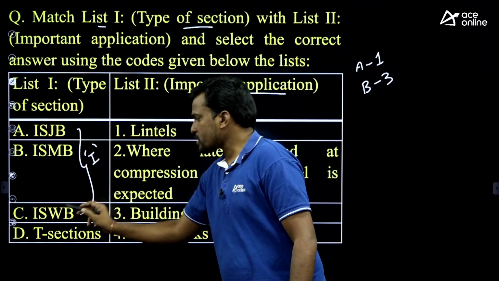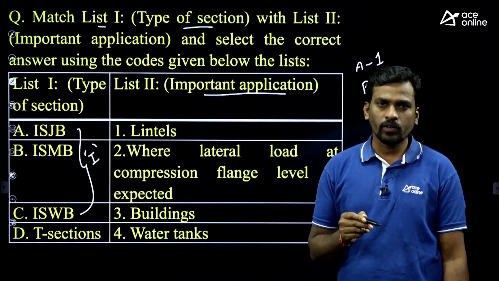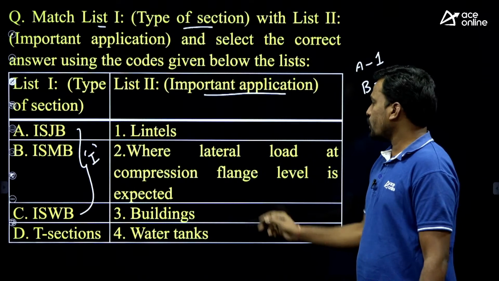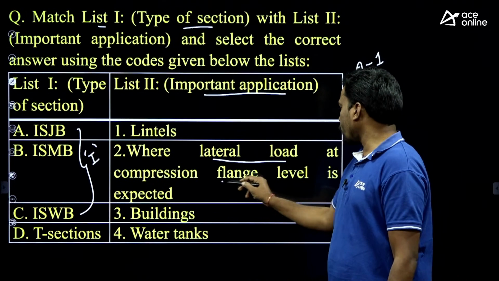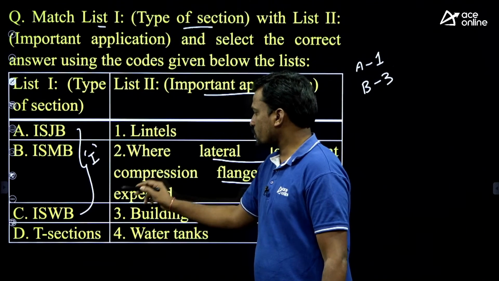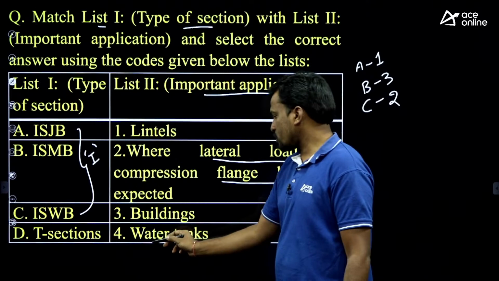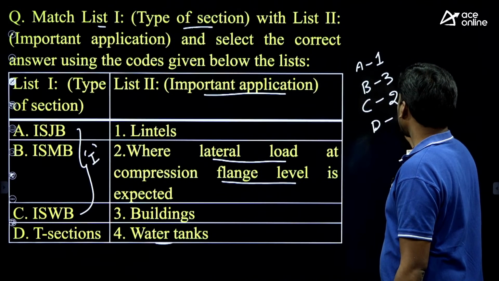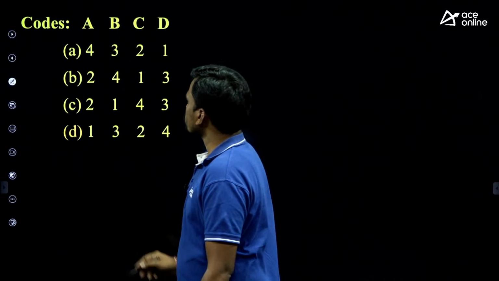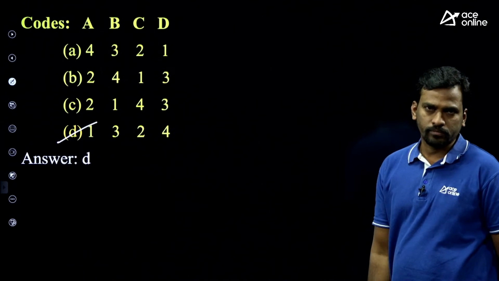Next, ISWB wide flange beam. I told this is used in gantry girders. WB is used in gantry girders, because in a gantry girder lateral loads at the compression flange level are expected. So this is C2. Then T sections in water tanks, so D4. Then 1, 3, 2, 4. So option D is correct.